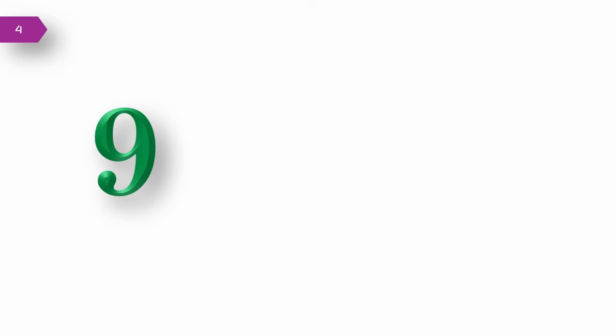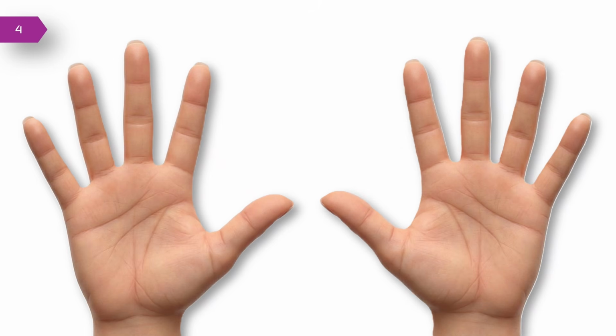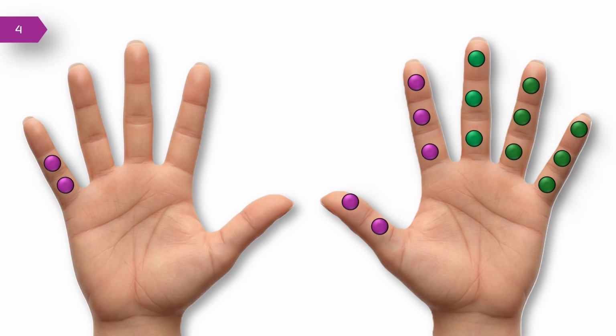4. How to add up 9 plus 7 using our finger segments. Raise your hand with all fingers open. Now first count 9 segments. 1, 2, 3, 4, 5, 6, 7, 8, 9. Now add 7 more. 1, 2, 3, 4, 5, 6, 7.